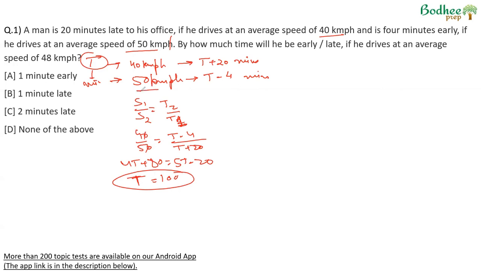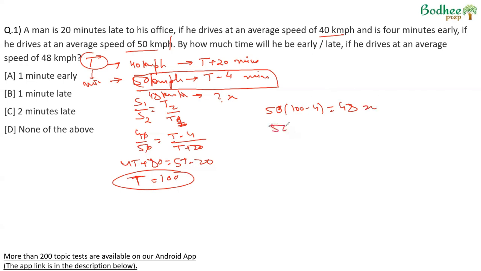Now, if we look at this case and then compare it with the new speed, which is 48 kilometers per hour, and find out the time required here. So 50 into t minus 4, which is 100 minus 4, will be 48 into the time required. Let the time required here be x in minutes. So 50 into 96 is equal to 48x, which gives us the value of x as 100. So at the speed of 48, time required will be 100 minutes, and that is the time that is normally required, or should be ideally required.